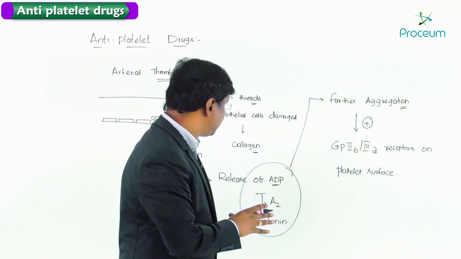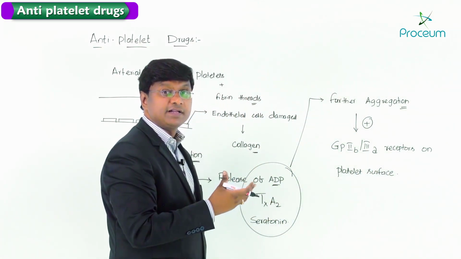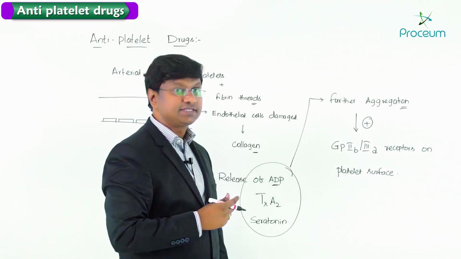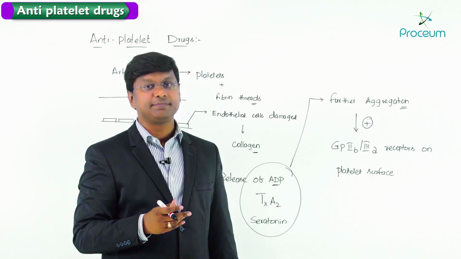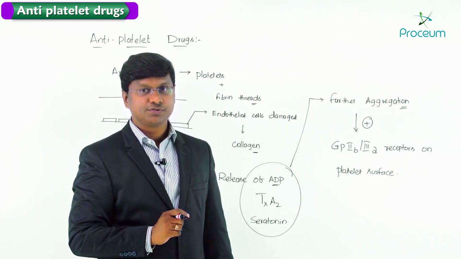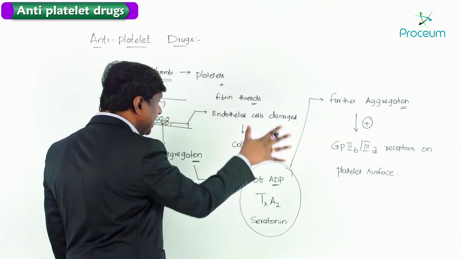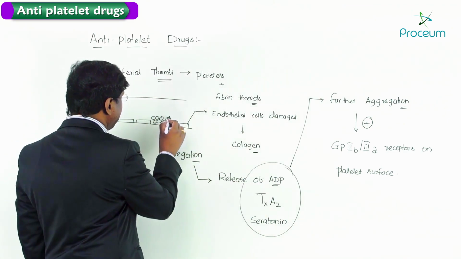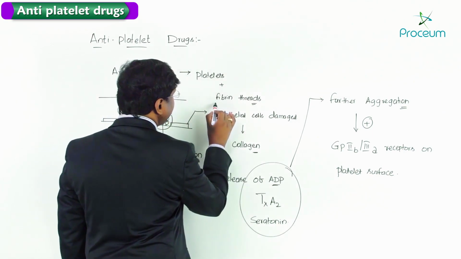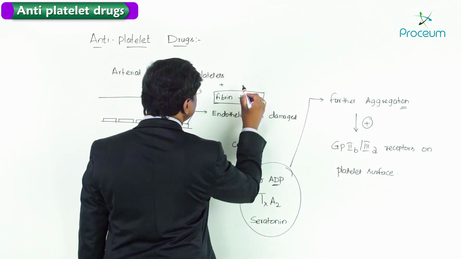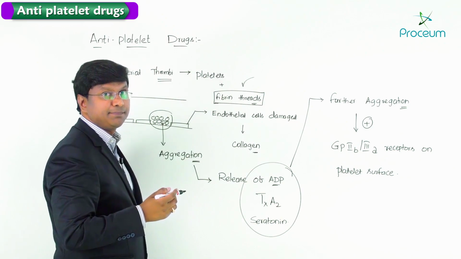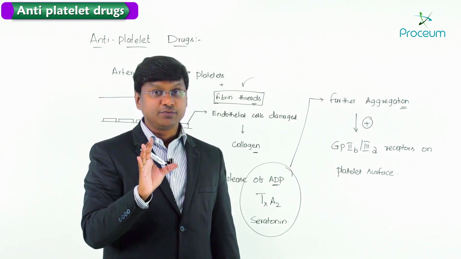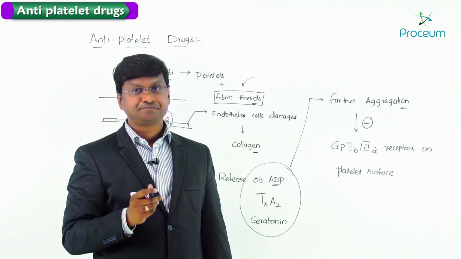Alright, so these substances will further stimulate the aggregation by activating the receptors, that is glycoprotein 2b3A receptors on the platelet surface. Okay, so this is how the aggregation of the platelets will occur, and if fibrin threads are added to these aggregated platelets by your coagulation pathway, that will result in the clot formation, right?